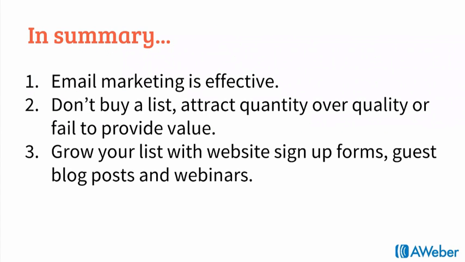So in summary, what we went through today is, first off, we talked about how email marketing is effective. We talked about the great ROI of email marketing, how people want to hear from you in email, and how they're likely to buy as a result of an email. We also talked about how you own email and the advantages of that. Secondly, we went through what mistakes you should avoid when growing your list: buying a list, trying to attract quantity over quality, and failing to provide value. And finally, we went over some tactics to actually grow your email list: website sign-up forms, guest blog posts, and webinars.